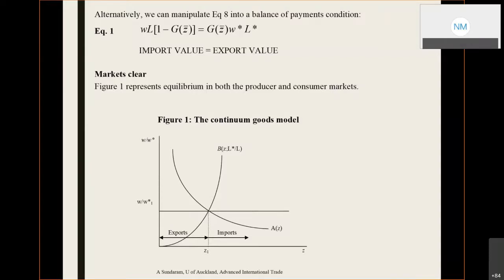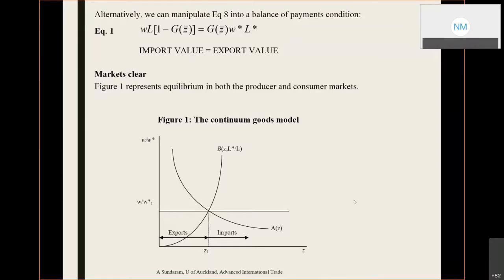So what we have done here is we have extended the Ricardian model to a continuum of goods, an infinite number of goods, and we have determined in equilibrium how many of these goods are going to be produced at home and exported, and how many are going to be produced in the foreign country and imported. So this is all you need to know in the DFS model. Everything is captured in this diagram right here, and the intersection is going to give us Z1, the equilibrium relative wage, W over W star, and it tells us the pattern of trade, who exports and who imports.